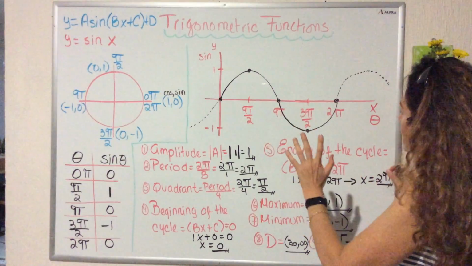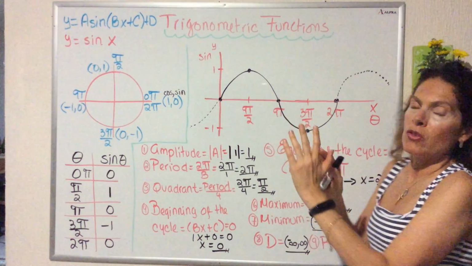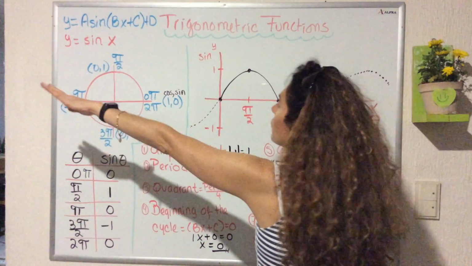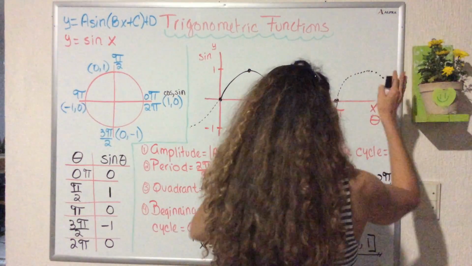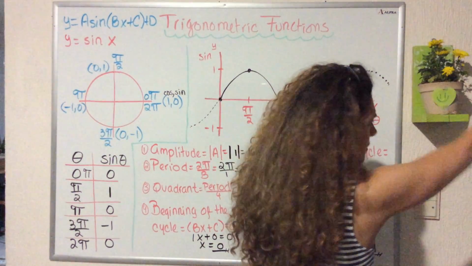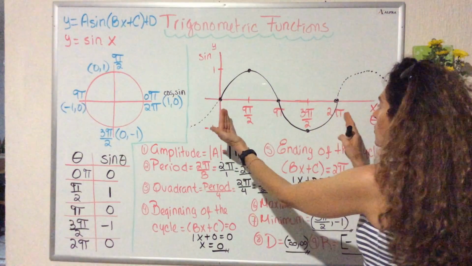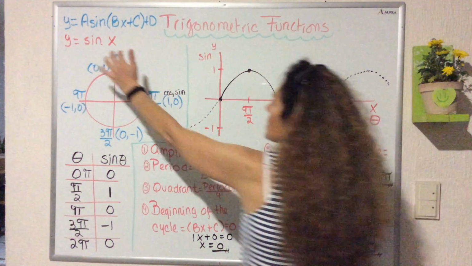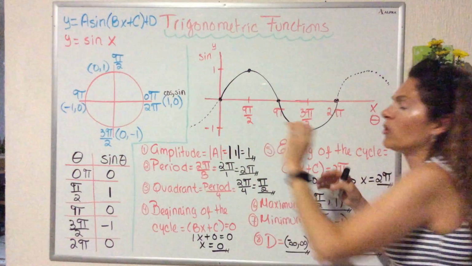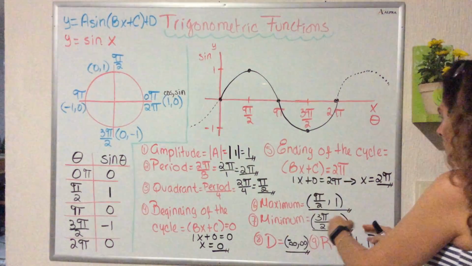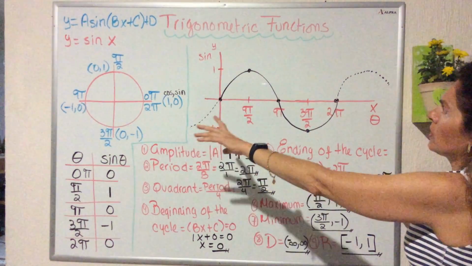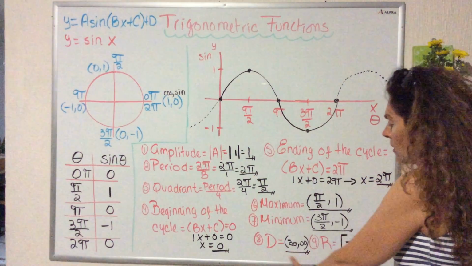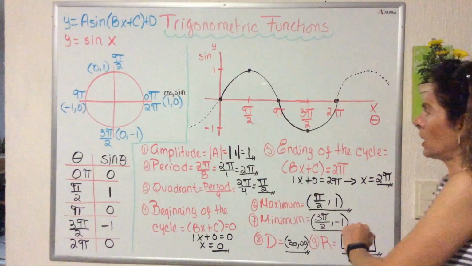Another important thing, talking about the domain, is that these waves come from negative infinity and continue going to positive infinity, okay? So this is just the period related to this function. But the real thing is that the domain in all the trigonometric functions is going to be from negative infinity to positive infinity, okay?